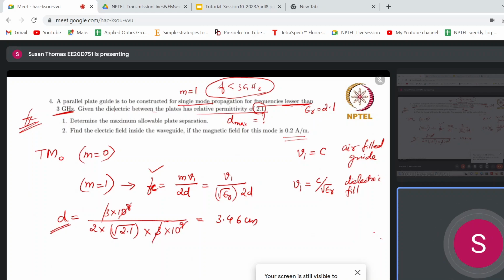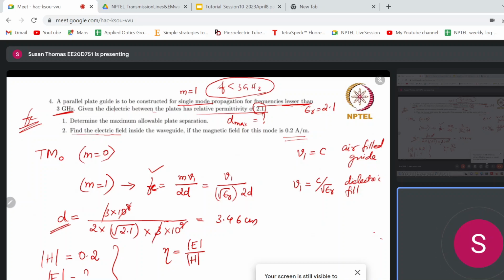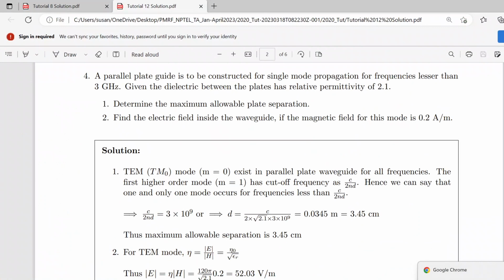Now the second part of this question: find the electric field inside the waveguide if the magnetic field for this mode is 0.2. The magnitude of magnetic field is given as 0.2 ampere per meter. Now the question is what is the magnitude of electric field. We have an expression for eta, which is mod E by mod H, where mod E and mod H are the magnitudes of electric field and magnetic field.